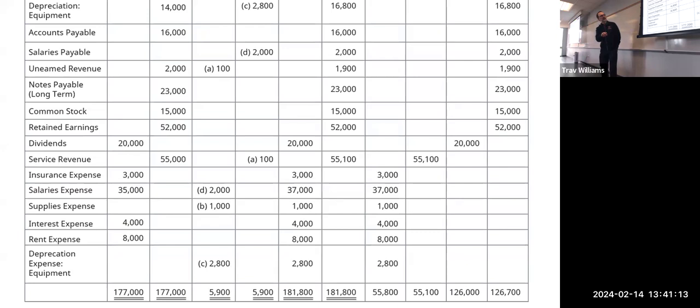The company has only one revenue account. And then these are the expenses. Now notice the revenue equals 55,100. The expenses equal 55,800. So what is this company's net income or net loss?